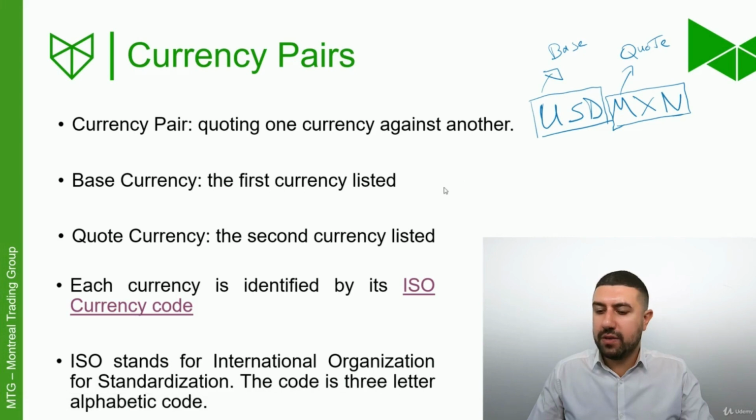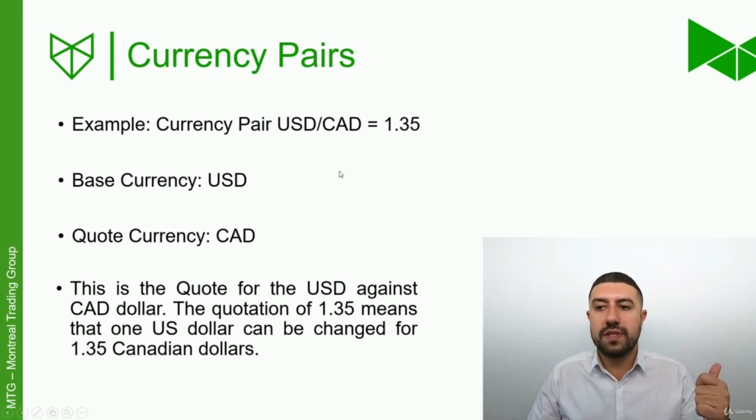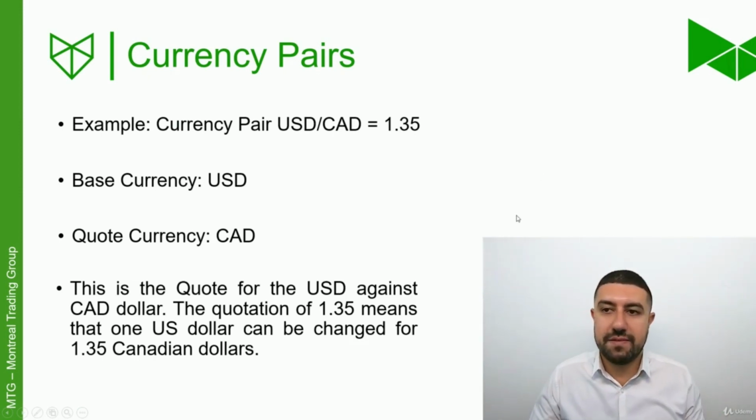Now, let's just go back to pound it in just a bit more. So if you have a currency pair of, let's say, USD CAD, and the price is 1.35, you would say that the base currency is USD, quote currency is Canadian. And so this is the quote for the USD against Canadian dollar. The quotation of 1.35 means that $1 can be exchanged for 1.35 Canadian dollars. So keep this handy if you always get confused. But by the end of this course, this for you is going to be something very simple.